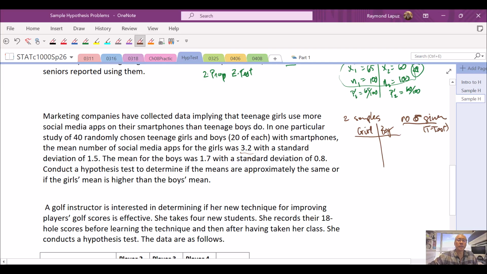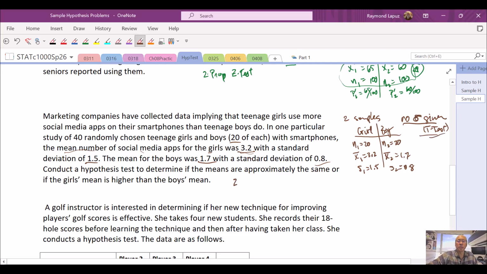The data for the girls and boys was a little confusing, but after reading it a couple times, we got n1 is equal to 20 and n2 is equal to 20. For the girls, the mean was 3.2, so x bar 1 is 3.2. Standard deviation is 1.1, that's s1. For the boys, the mean was 1.7, so x bar 2 is 1.7, and the standard deviation was 0.8. Again, no sigma given, so we're going to use a t-test.